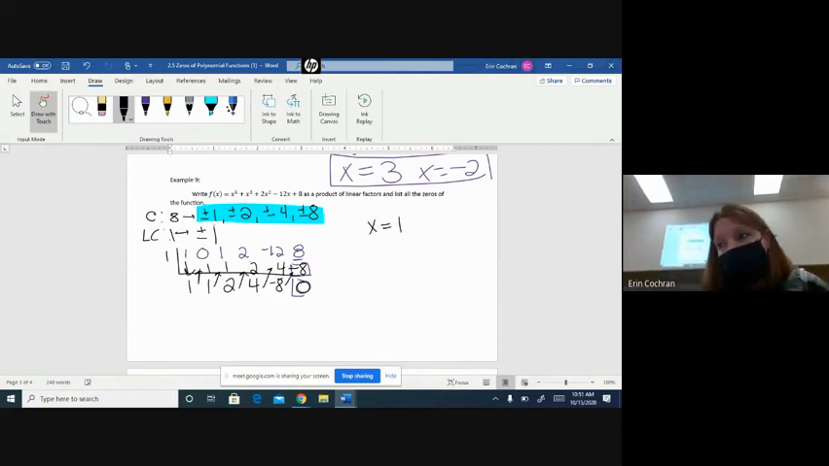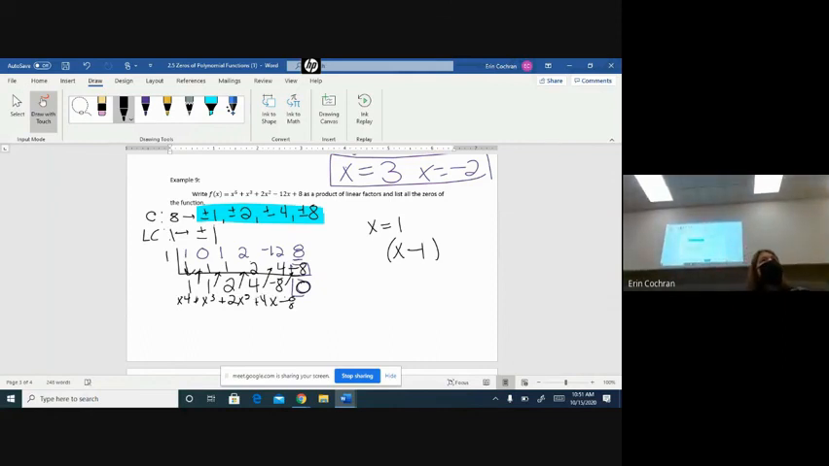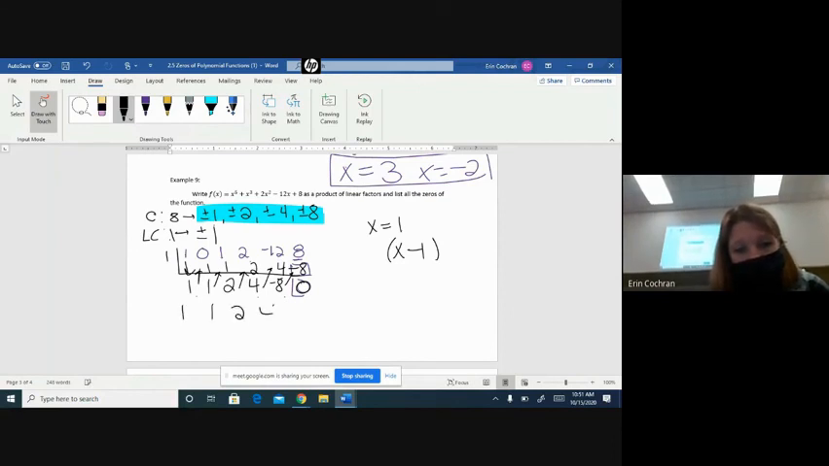So what would it be written as a linear factor? X minus 1. Good. Now, if I write this as x to the 4th plus x cubed plus 2x squared plus 4x minus 8, can I factor a 5-term polynomial? No, so I'm going to have to use synthetic division again, okay? So we get to pick another one. So I'm going to use the coefficients of 1, 1, 2, 4, and -8.